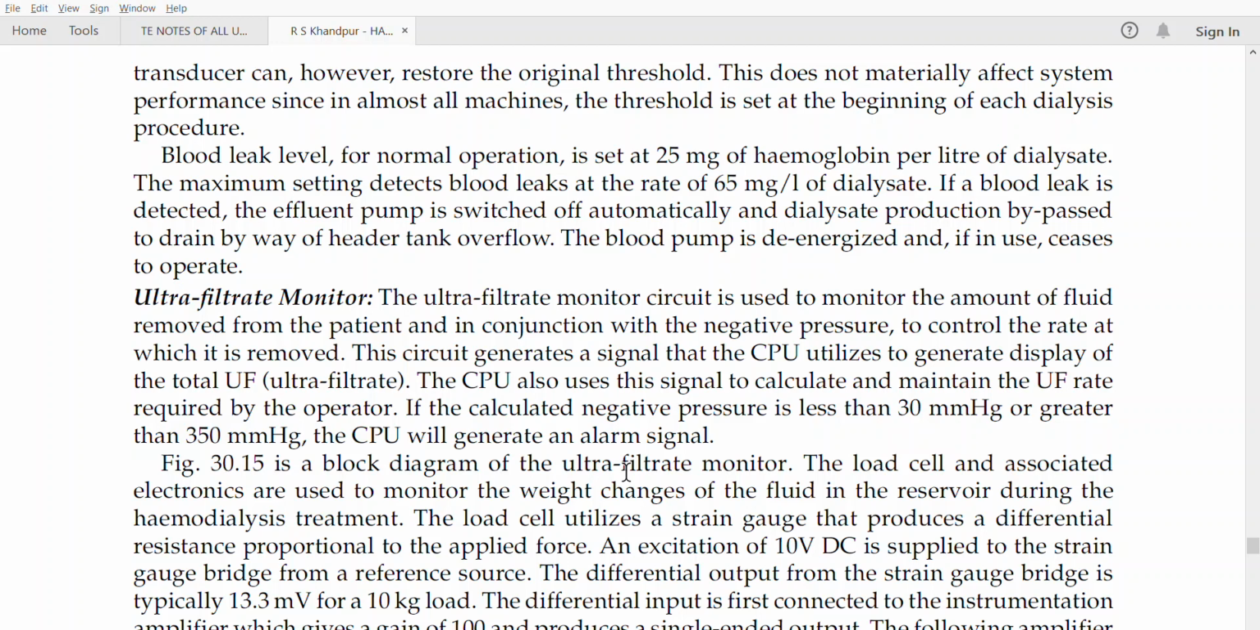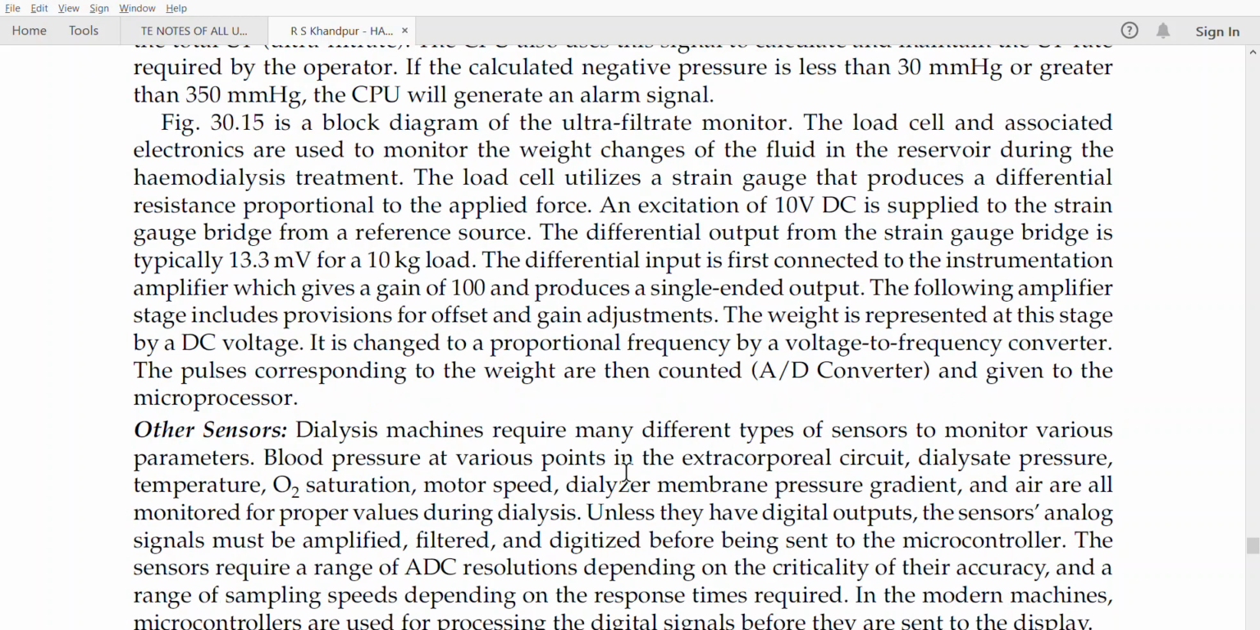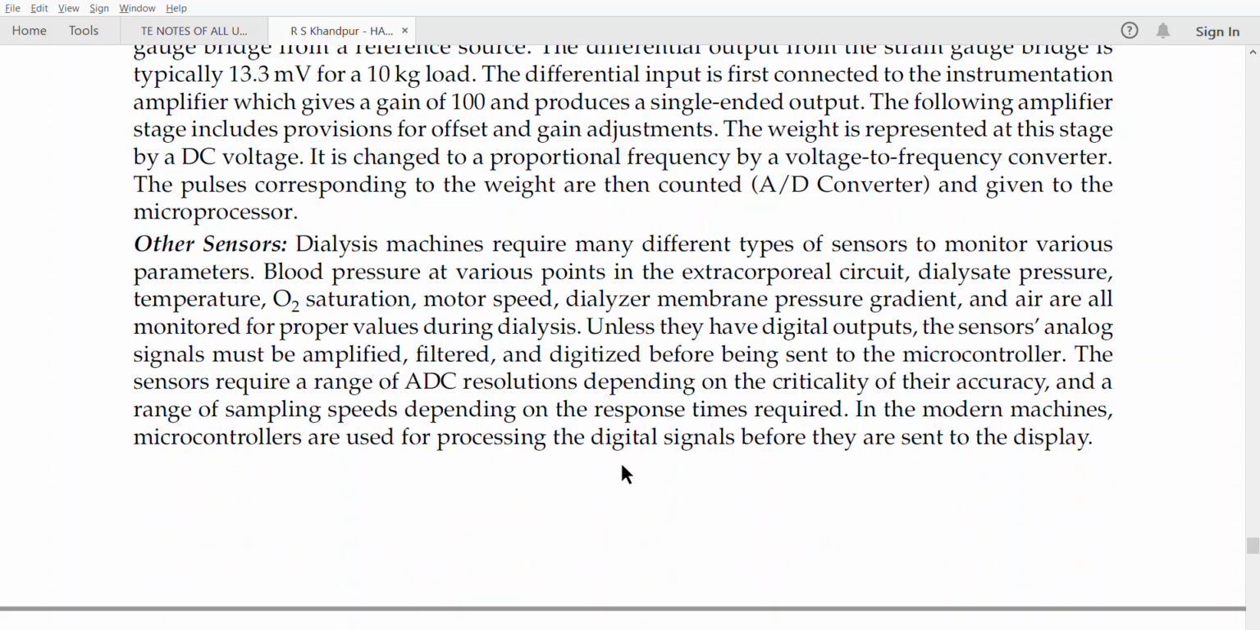The ultrafiltrate monitor is used to monitor the amount of fluid removed from the patient, and in conjunction with the negative pressure it controls the rate at which fluid is removed. As I told you in the previous sections, the blood side is kept at a higher pressure, while the dialysate side is at a lower pressure, to achieve ultrafiltration. To maintain this, there is a specific system with a CPU, ADCs and so on. So what are the other sensors available in this dialysate system?